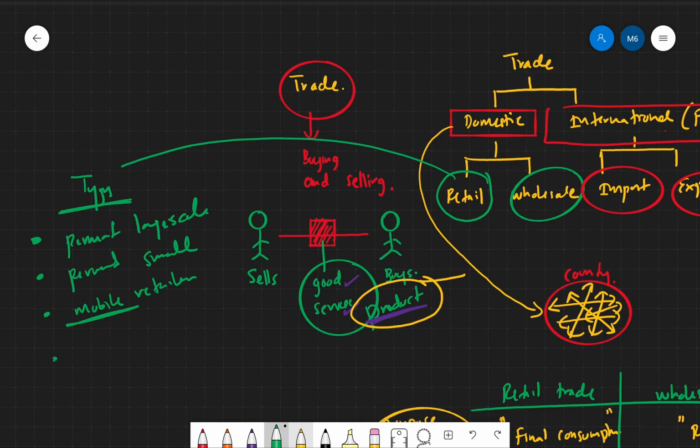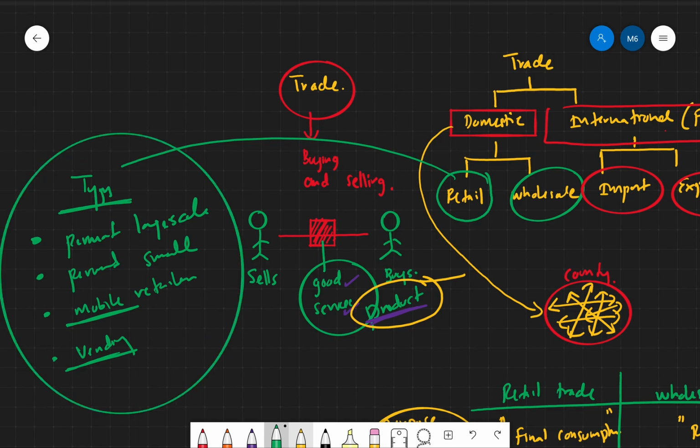As well as you can see there are vending machines. You know what vending machines are? Where you are able to insert a coin and obtain Pepsi or Coca-Cola. Normally those are kept at railway stations, generally in foreign countries. I don't know whether it's mainly implemented in Sri Lanka. So those are the types of retailers actually.